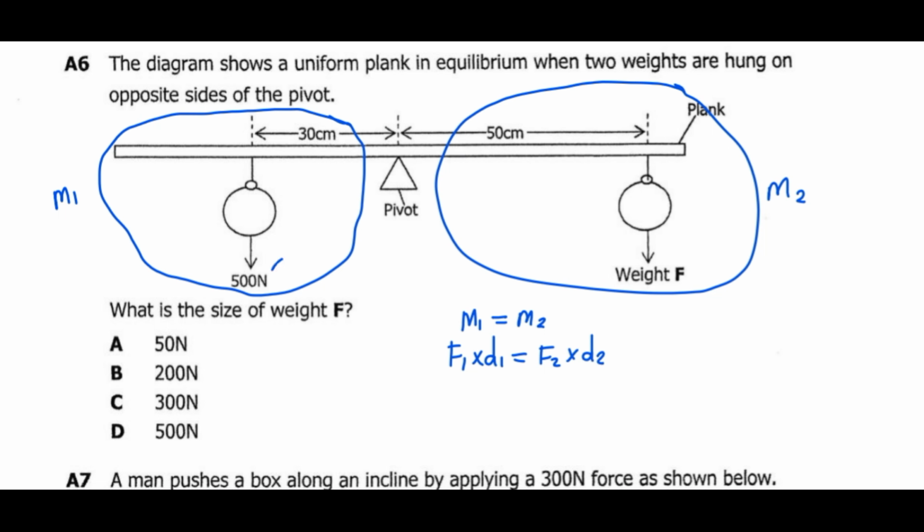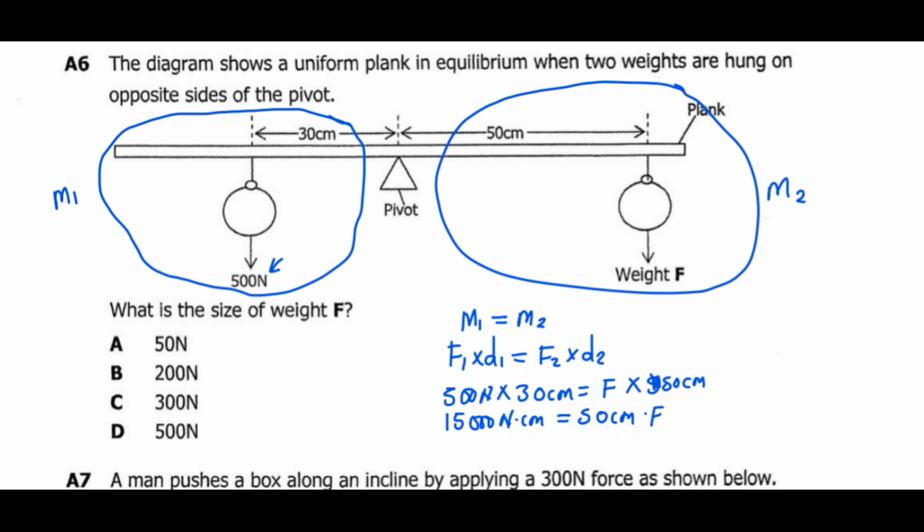The force 1 is this one here, which is 500 newtons, times the distance of 30 centimeters. Then that is equal to force 2, which is what we are solving for, times distance 2, which is 50 centimeters. So 500 times 30, this should be 15,000. So 15,000 newton centimeters is equal to 50 centimeters times force 2.